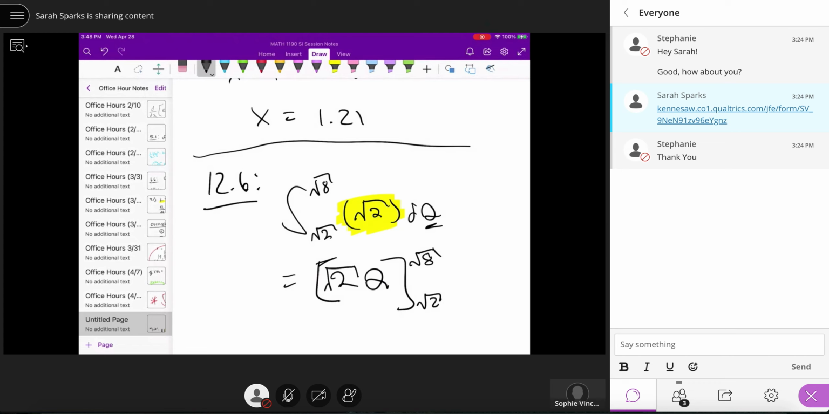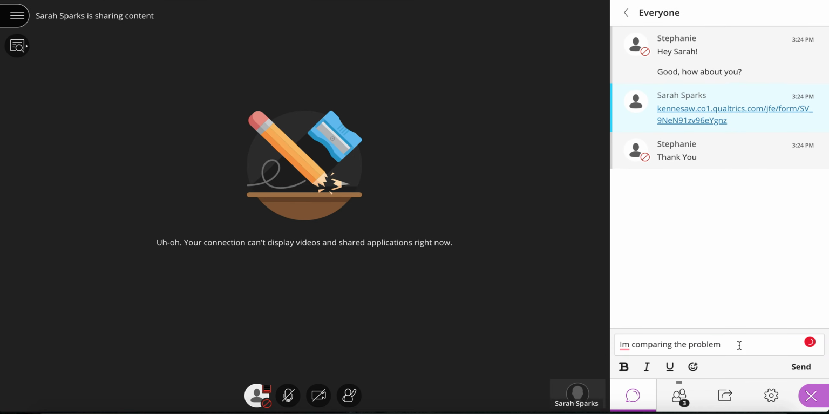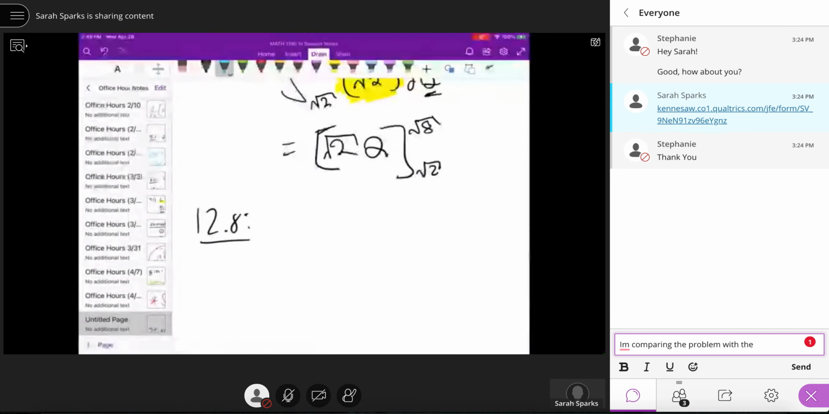And then the last one was 12.8. I don't understand why he got rid of the e in the problem. Oh, whenever he evaluated that. So you understand the antiderivative is the natural log, right? Yes. So the opposite of the natural log is the, ln of b is equal to 1, which is one of our properties.